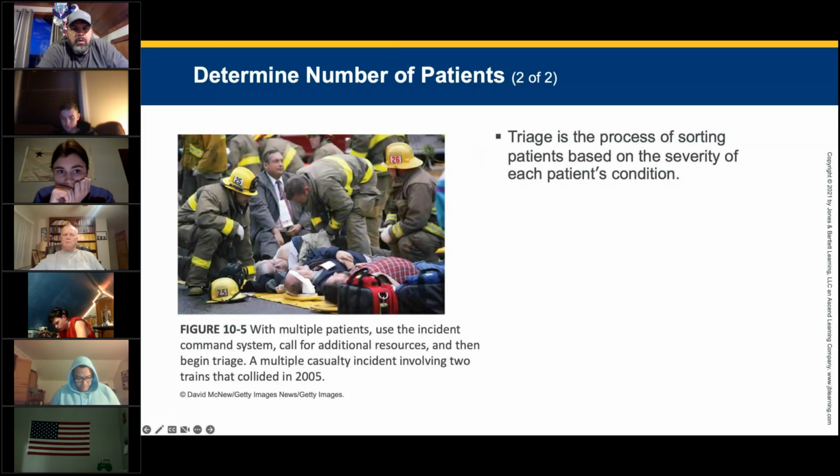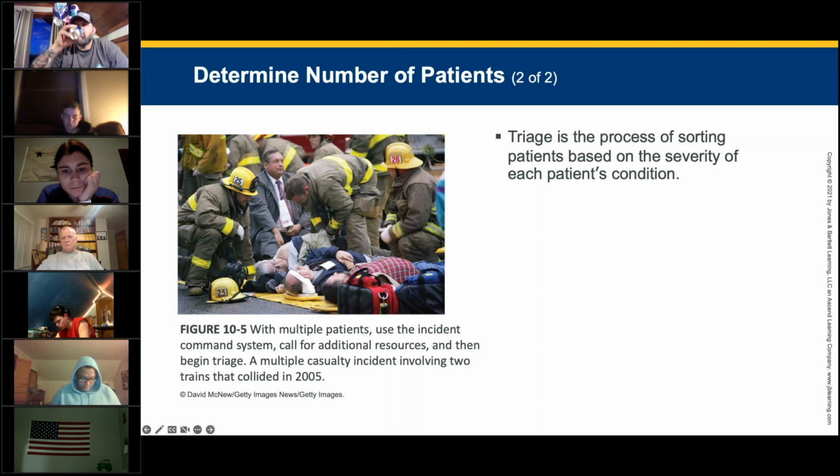So triage is the process of sorting patients based on the severity of their condition. For those of you that aren't familiar with the triage process, all of our ambulances carry triage tags. The tags color code our patients based on their condition. Black being deceased, green being minor, yellow being moderate, and red being immediate life threats.